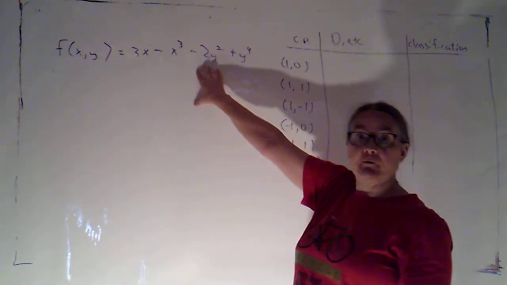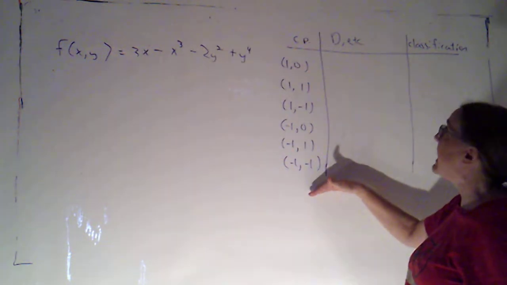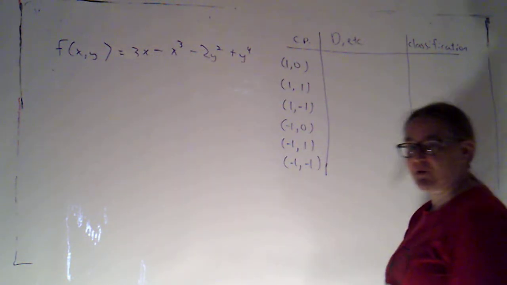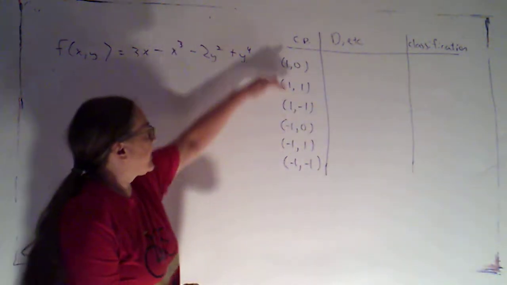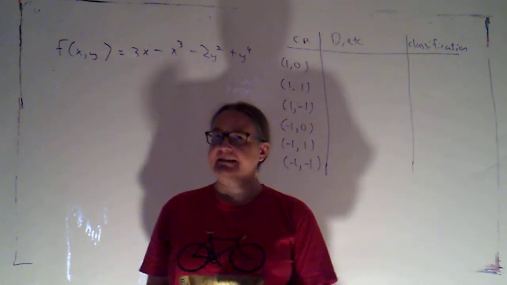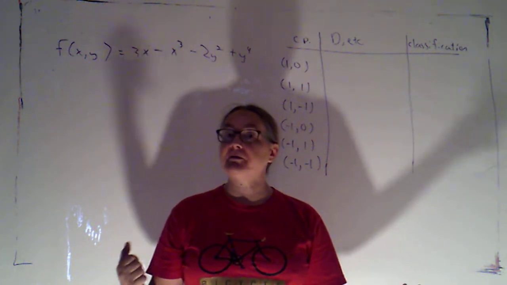Returning to this function, we previously found the critical points and found that this function had these 6 critical points. I just want to classify them all, if possible, using the second partials test. So I've created this table where I list the critical points, and in the second column I've listed D, etc.